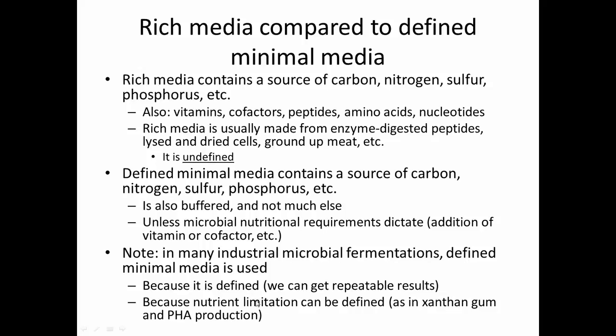Because nutrient limitation can have a role to play in industrial fermentations and in production, we can define that nutrient limitation into our media. So for example, if we want to make some xanthan gum, we can have the media set up so that we run out of nitrogen at a certain point. Same with PHA, polyhydroxyalkanoate bioplastic production. We can run out of nitrogen, we can run out of phosphate, for example. And that will trigger the production of these products.